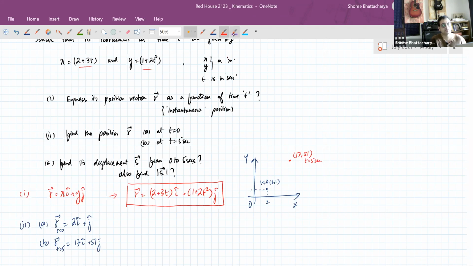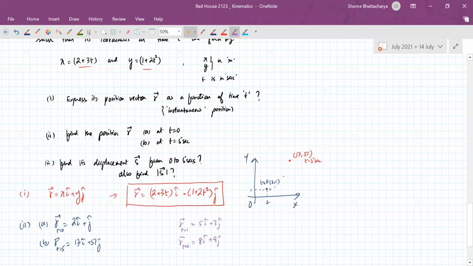And we want to just understand the pattern of the motion somewhere in between also. So you can see what the position is at t equal to 1 second. It is 5 I cap plus 3 j cap. Then at t equal to 2 seconds, it would be 6 plus 2, 8 I cap, plus 8 plus 1, 9 j cap. So you'll realize that if you start plotting these different points, you'll see that it's definitely not moving along a straight line. It's moving along a curved kind of path.